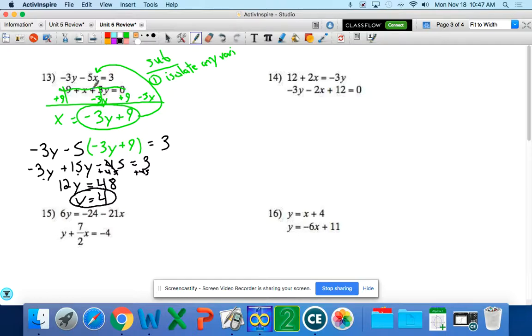I kind of marred through this one a little bit. So you can either use this top one or you can use the one that you created here. I'll do that now. I get x equals negative 3 times y. Well, y is just 4 plus 9. X equals negative 12 plus 9, meaning x equals negative 3. So I get negative 3, comma 4.